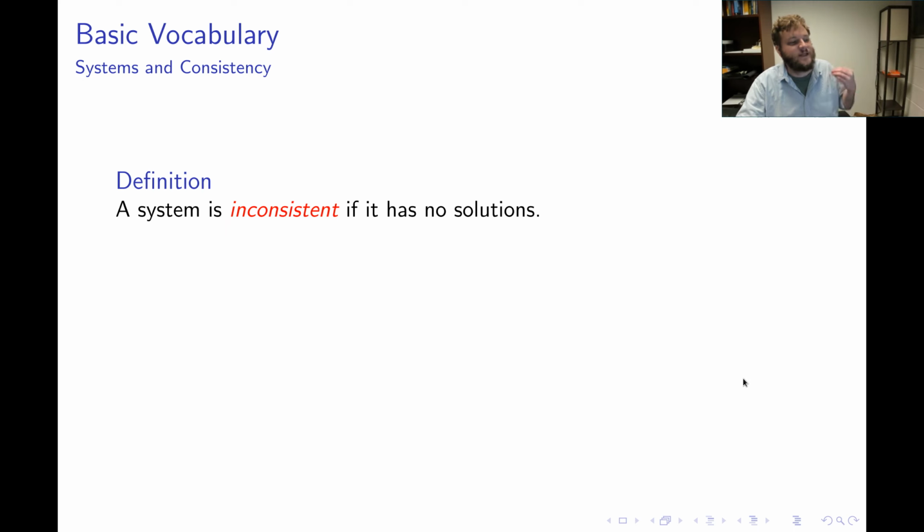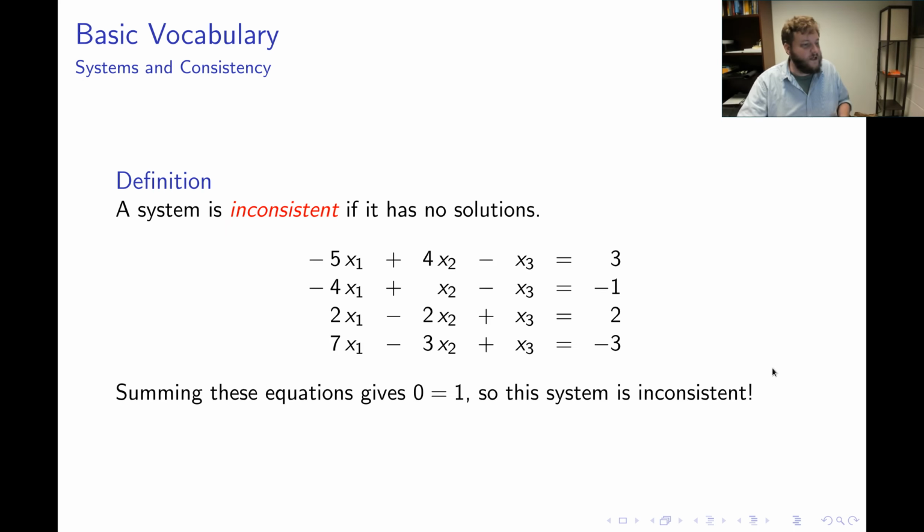Now, the opposite of consistent is inconsistent. A system is called inconsistent if it has no solutions. Here's an example of an inconsistent system. Now, it generally takes a little bit of effort to determine whether or not something is inconsistent. So this is an example where we have 4 equations with 3 variables. And I know this is inconsistent. And why do I know this is inconsistent?